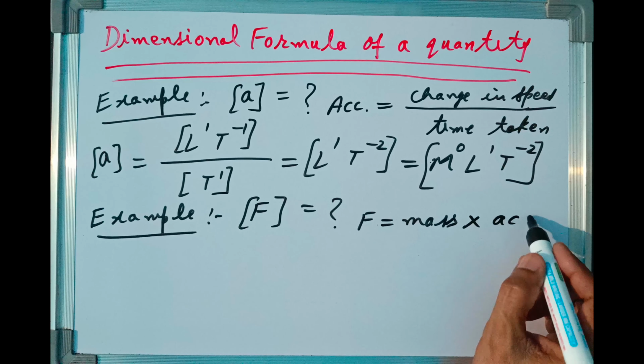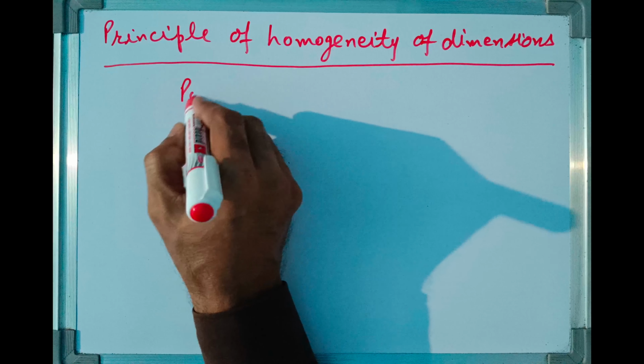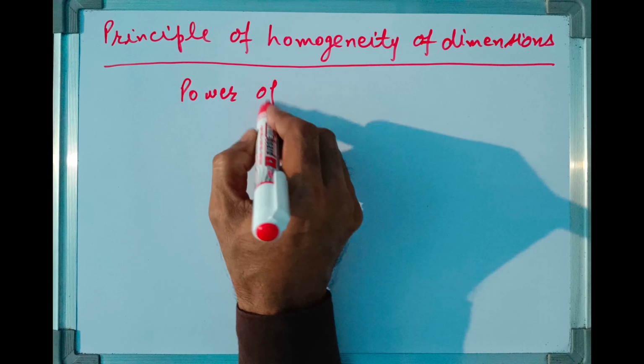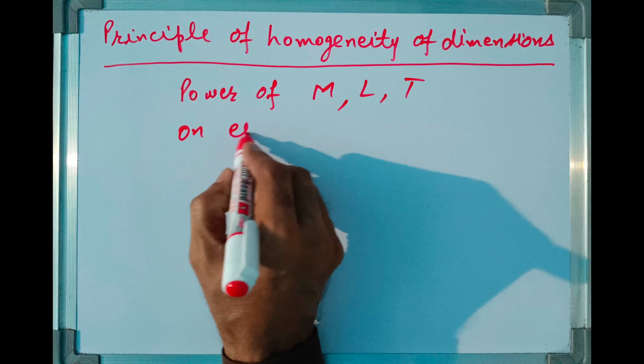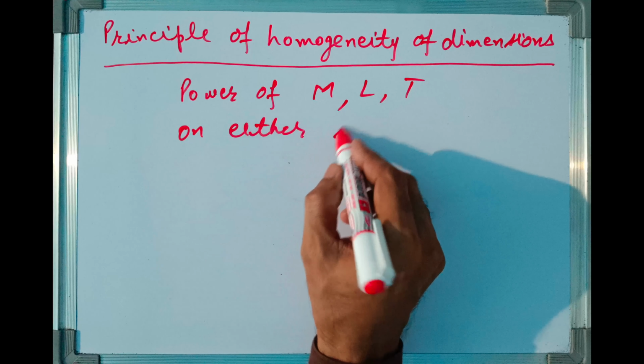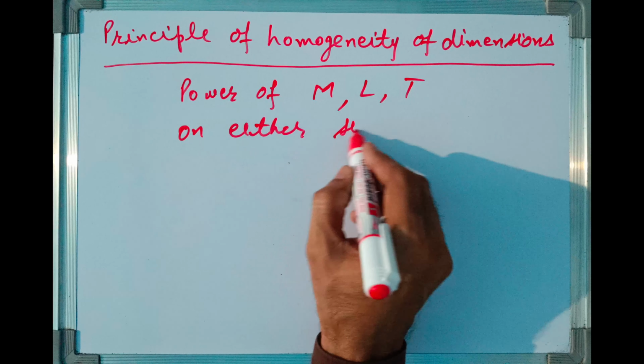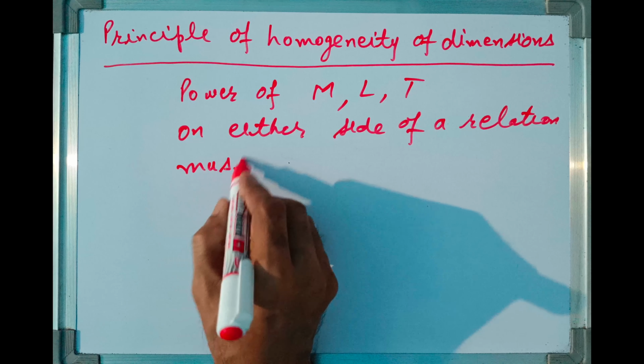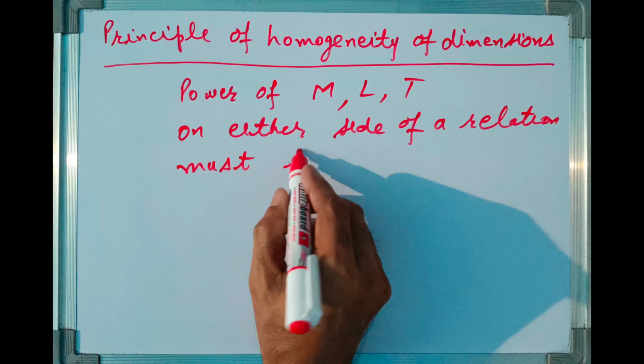Next I will share what is meant by principle of homogeneity of dimensions. This principle says that powers of fundamental quantities, that is mass, length and time, on either side of a relation must be same.